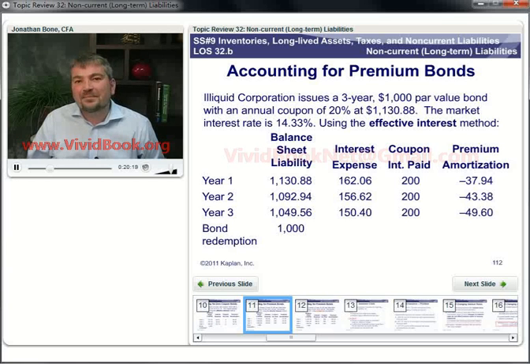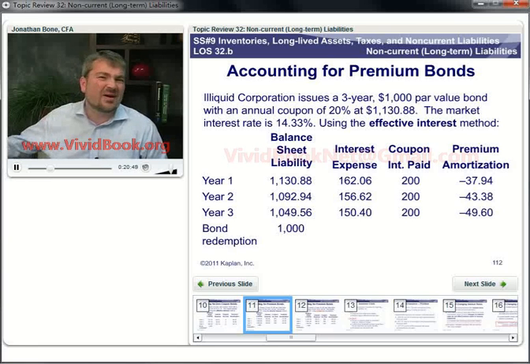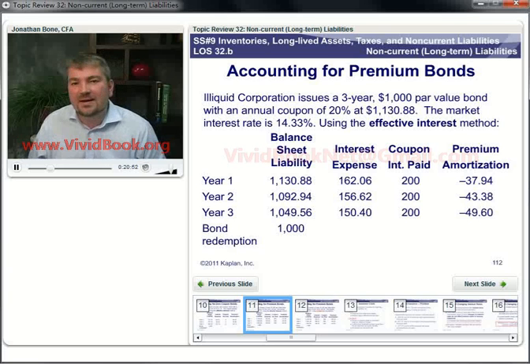Okay. Year 3 comes around, 14.33% of that gives us an interest expense of 150.40. Compare that to the coupon of 200 and you get amortization of 49.60. Again, that's deducted from the liability, and the liability comes down to $1,000. No, it doesn't, you say, because there's a 4-cent rounding difference. Well, yeah, it's because actually that market interest rate wasn't 14.33, it was something like 14.33 recurring, okay? So we rounded slightly in our market interest rate. Otherwise, it would come down perfectly to 1,000.